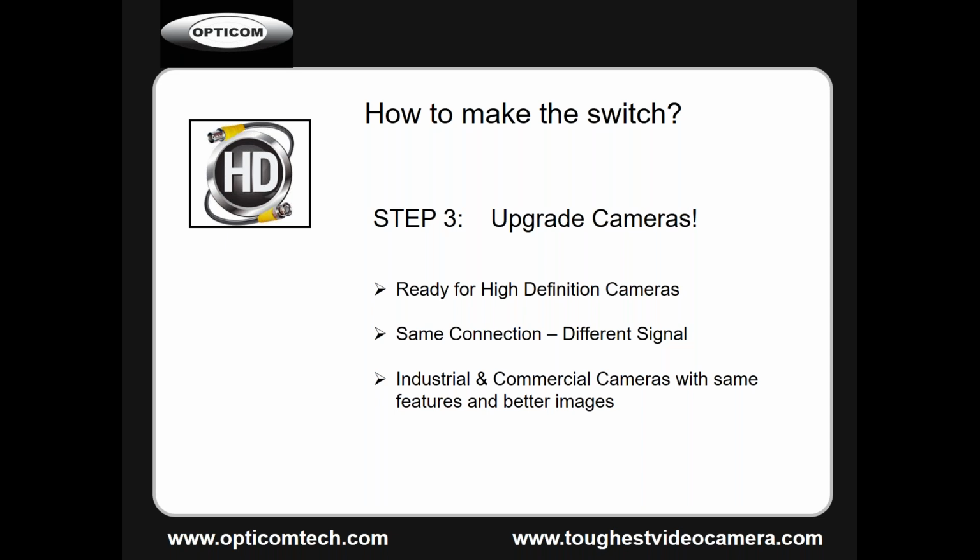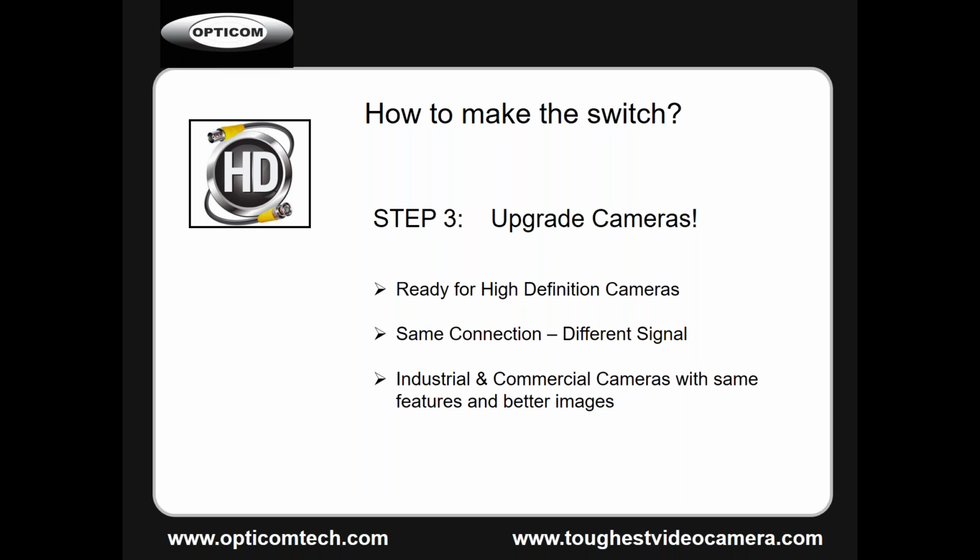So in the industrial world, I know that a lot of you are using our CCO2 camera, which is our analog camera. That is fantastic. We've got the replacement on that. It's still a CCO2 camera, same housing, everything. It comes in a bright safety yellow now for the HDTVI unit. So when you make that switch, you're going to go with the CCO2-TVI.